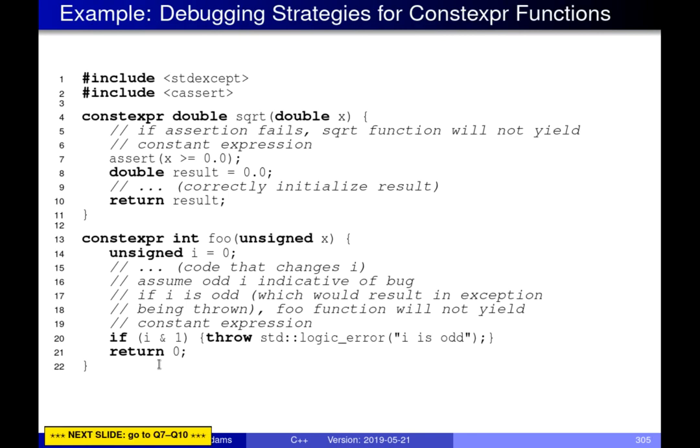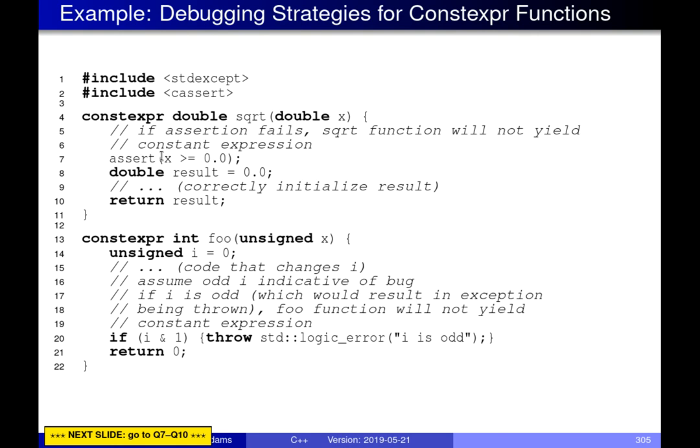So just to give a concrete example of this strategy, maybe I'm writing a square root function that I want to run at compile time. So I've made it a Constexpr function, and I want to make sure, for example, that the thing I'm being asked to find the square root of is greater or equal to 0.0. So it's basically not a negative number. This is probably testing a precondition of the square root function. Most likely it's specifying that you can't give it a negative number.